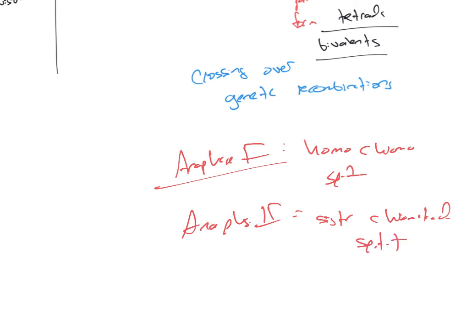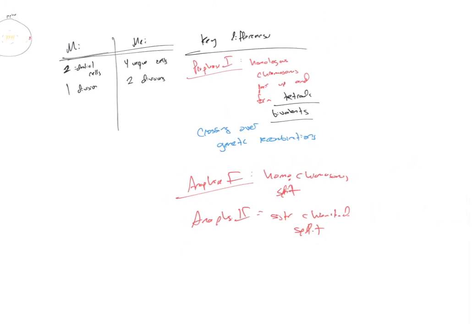I'm getting sloppy here. We're almost out of time. So I'll upload this for you guys. Homologous chromosomes. So those are your key differences between mitosis and meiosis.